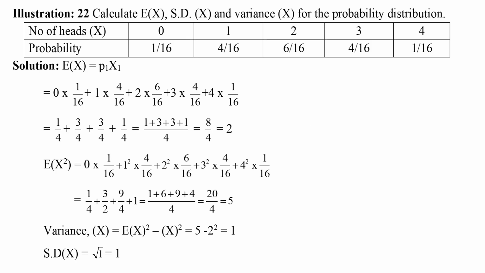Illustration 22. Calculate E(x), standard deviation of x, and variance of x for the probability distribution. Solution. E(x) equals Σpᵢxᵢ. Since there are 5 outcomes, 4 additions should be done. Calculations are just like illustration 21. Expected value of x equals 2. Expected value of x² equals 5. Here the value of x should be squared. Variance of x equals σx² equals 5 minus 2² equals 1. Standard deviation equals square root of 1 equals 1.